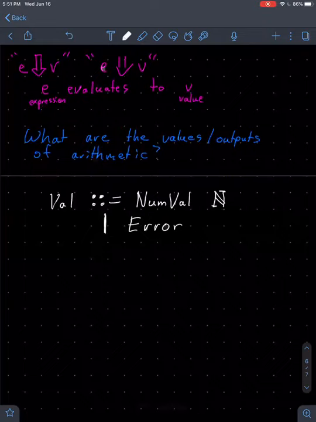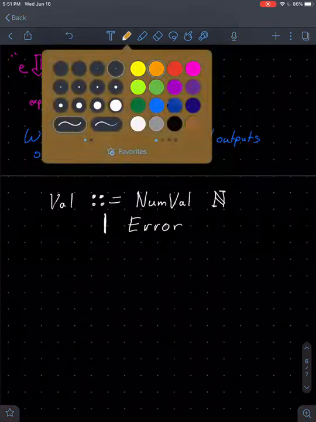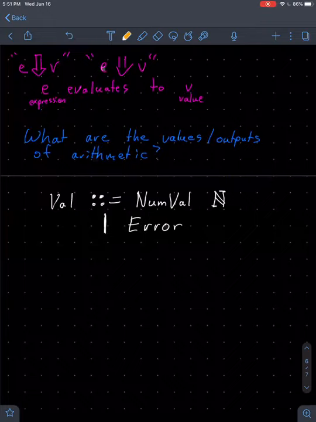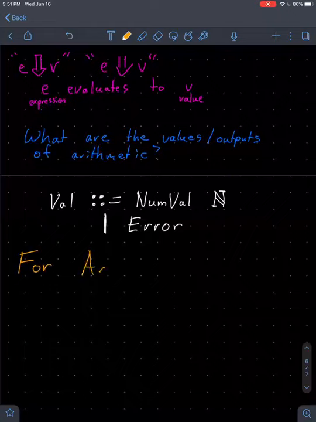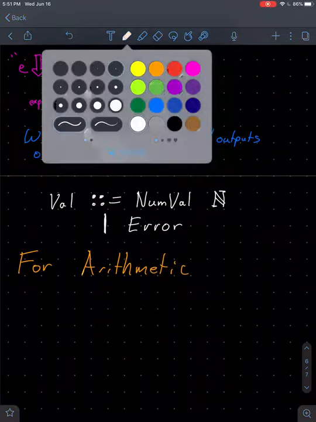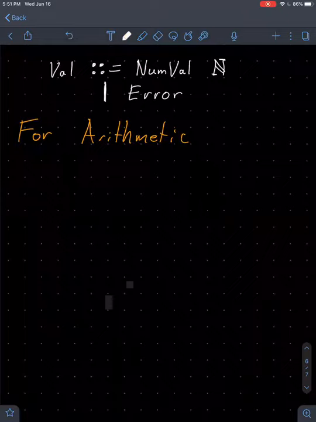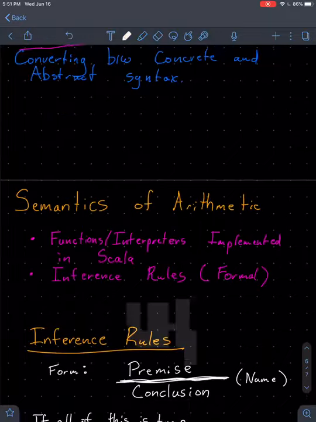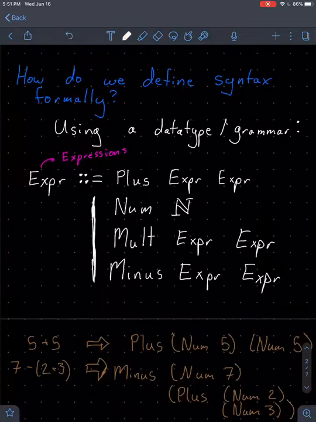So now that we have our values, we can actually start to define the semantics of our language, okay? Let's try and define the evaluation for, say, numval, or sorry, for num. Remember up top, way up here, expressions. These are the 4 types of expression. We have plus, num, mult, and minus.